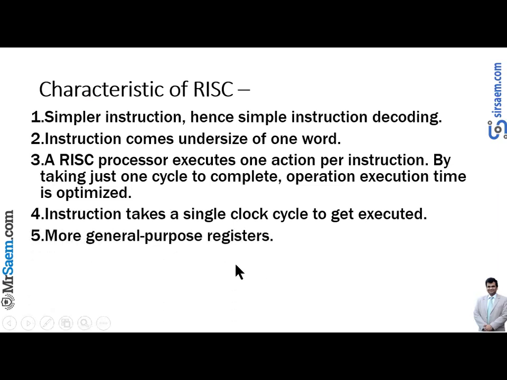Then more general purpose registers are used over here. Why would we need more general purpose registers? Because listen, if I have just one particular command, probably it will require less space. When we talk about registers, I am not talking about how much execution time it will take. Yes, I accept a complex instruction needs more cycles. But its storage space will be less.